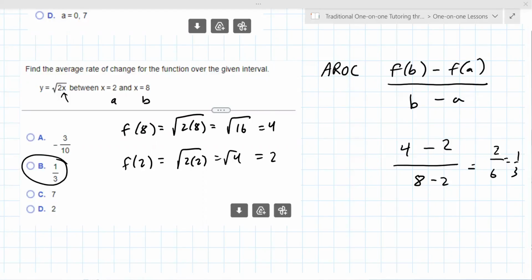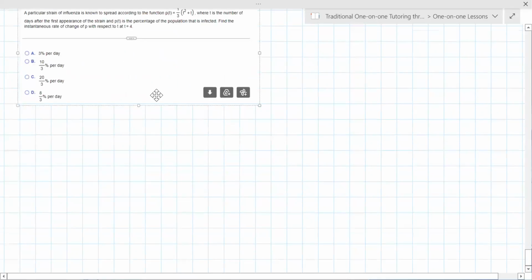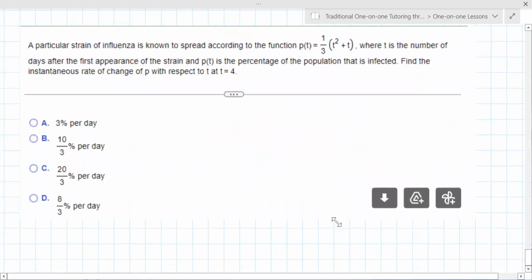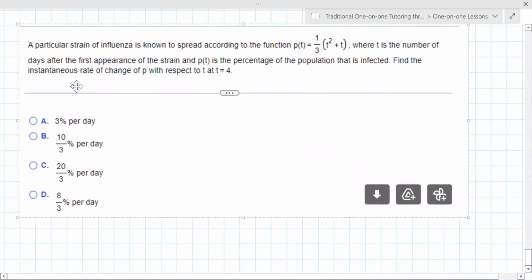All right, so I think we're up to 17 now. New question. This one's got a lot more words to it. We'll see if they're actually meaningful. Find the instantaneous rate of change of P with respect to T at T equals 4. So there's a lot of words here, but you're just taking the derivative of this and evaluating it at 4.